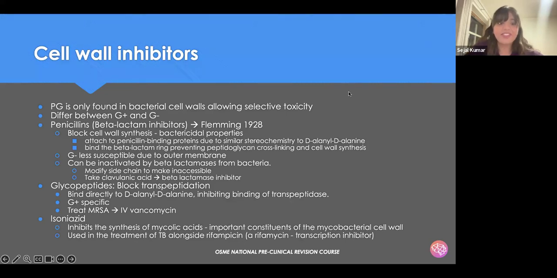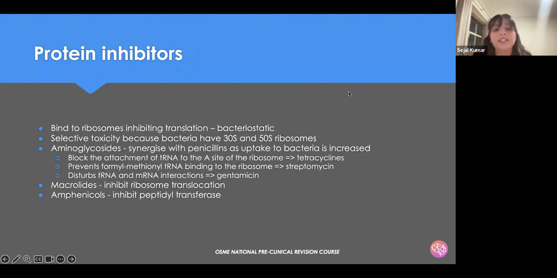So then you have protein inhibitors. These can bind to ribosomes and inhibit translation, which is really important in protein synthesis, if you remember from first year, I think. They are bacteriostatic though, so if you stop taking them, the bacteria can start growing again. Selective toxicity, as I said before, because the types of ribosomes involved are different between bacteria and humans.